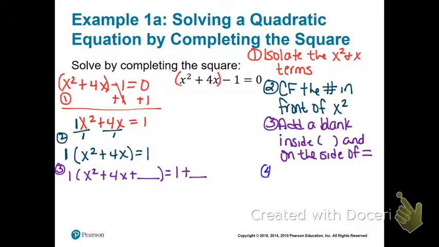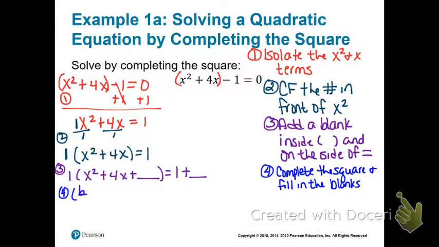All right, so step 4. We're going to complete the square and fill in the blanks. So remember to complete the square, this is where we do that b over 2 squared. Well, b for this problem is going to be that positive 4 over 2 squared. 4 over 2 is 2 squared, which is 4. So that's what we're going to put in this first blank.